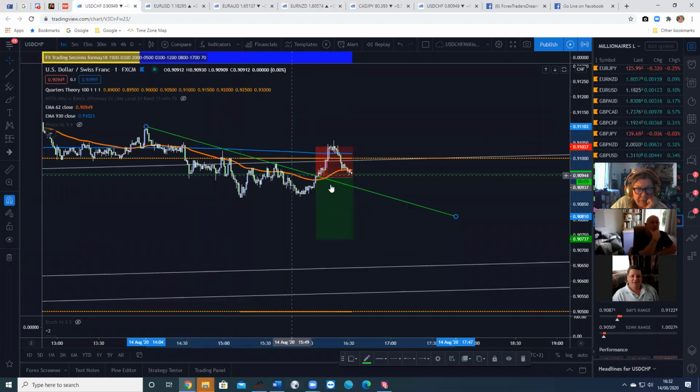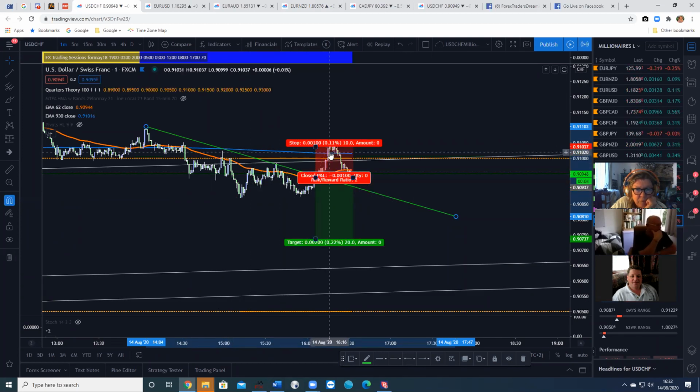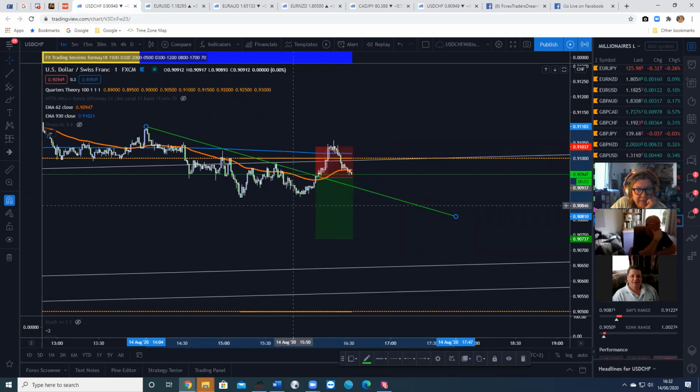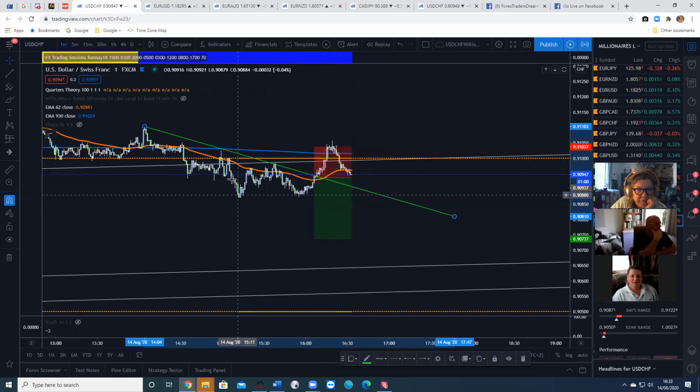That was something I posted earlier, obviously didn't like it, and it's just stalled out. That was a sell trade idea. It had the, but it's Friday afternoon, stall out.